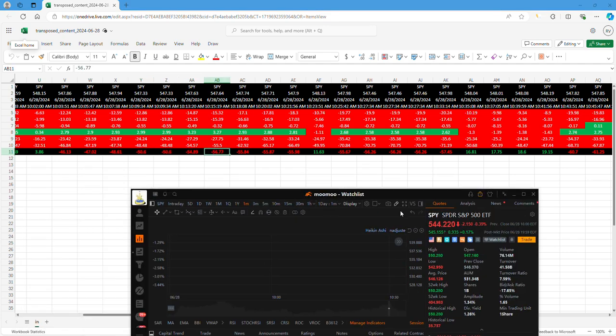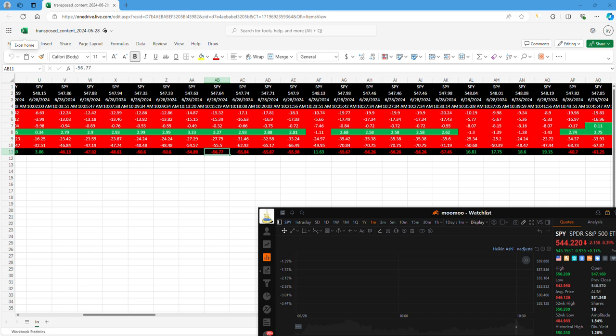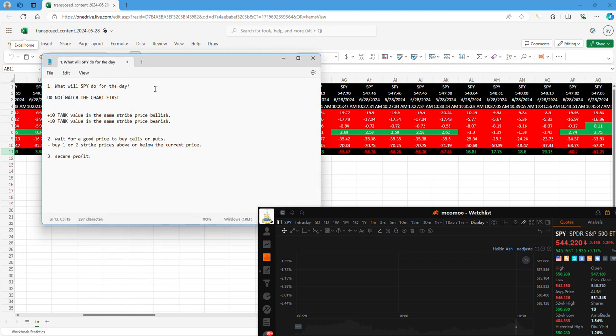So the way to use OSV is you want to follow the steps. When you first sit down to trade, you want this question answered: what will SPY do for the day? Do not watch the charts first. You want to watch plus tank value in the same strike price, which means bullish, minus tank value in the same strike price, which means bearish. Then once you determine that it's bearish, you wait for a good price, you buy one or two strike prices above or below the current price, and you sit and secure profit.